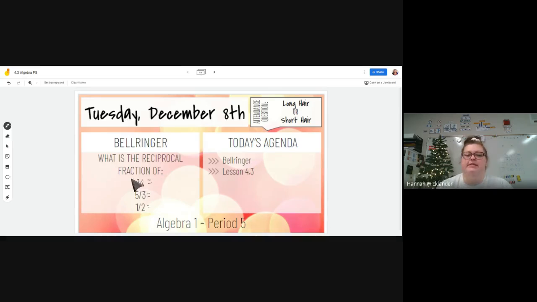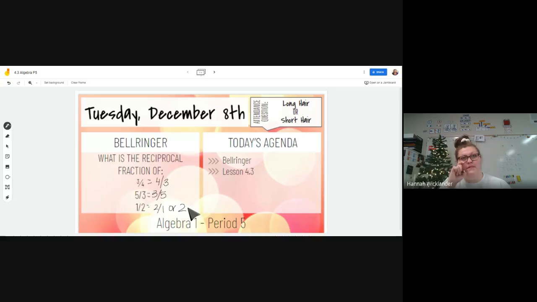All right, so the reciprocal of 3/4, yes, good job, is 4/3. All I did was move the top to the bottom and the bottom to the top. 5/3 becomes 3/5. And 1/2 becomes 2/1 or 2.